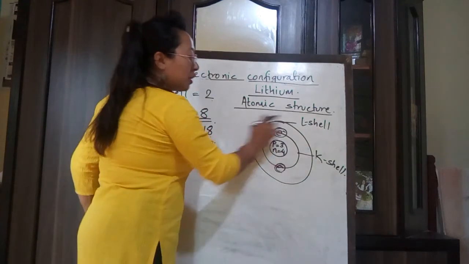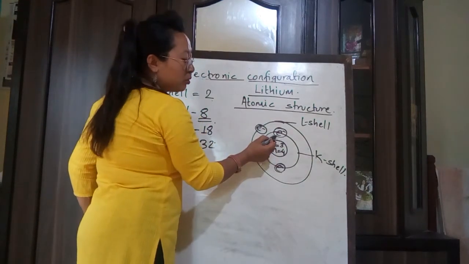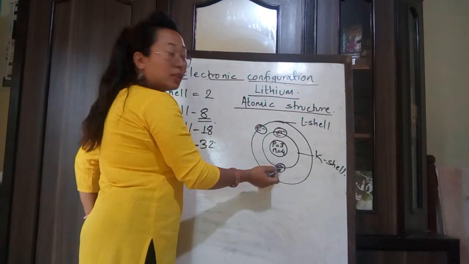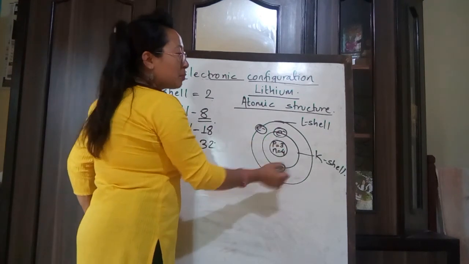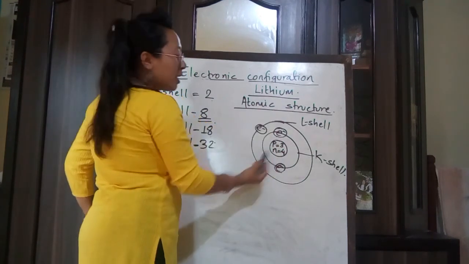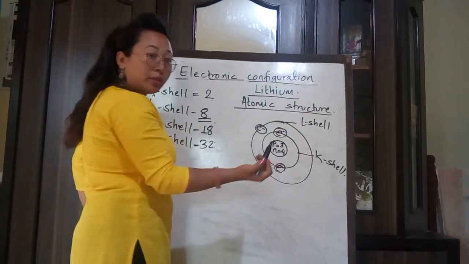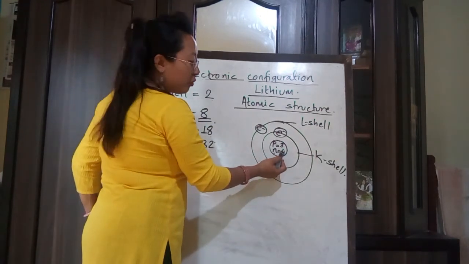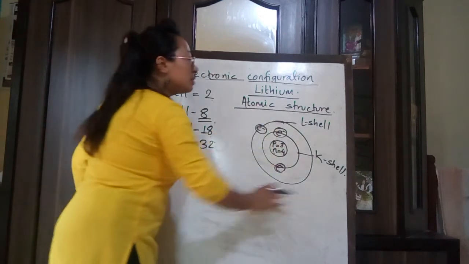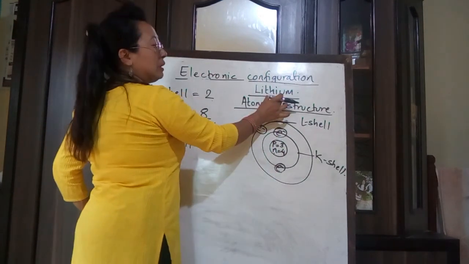Then total number of electrons, let's count now. 1, 2, 3. This is the total number of electrons present in lithium. Okay, and proton number 3 I have already written, and neutron number 4. It's finished. So this is the atomic structure of lithium.